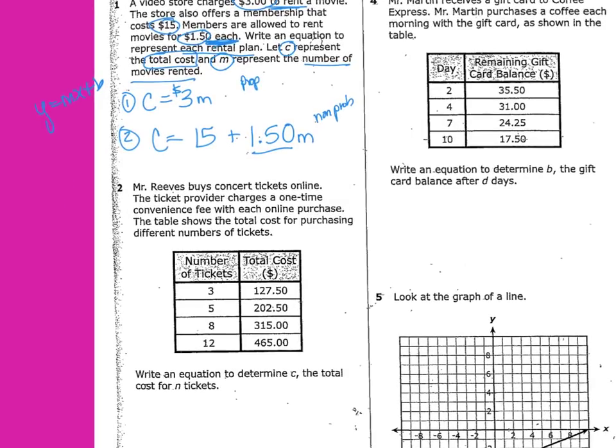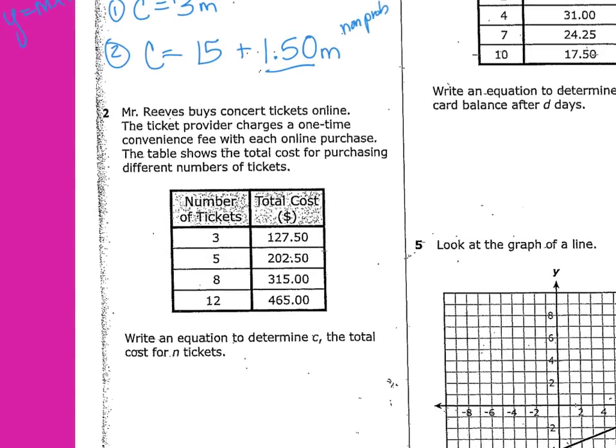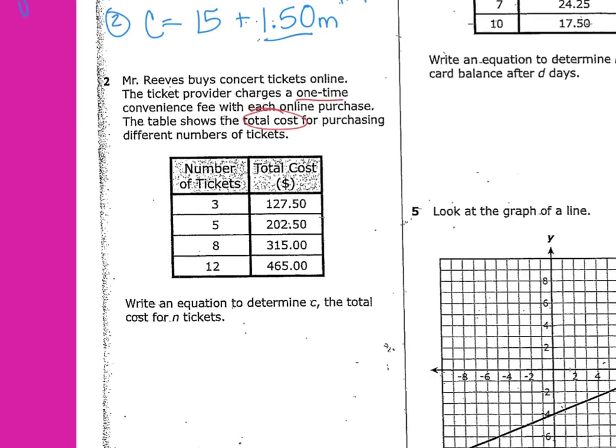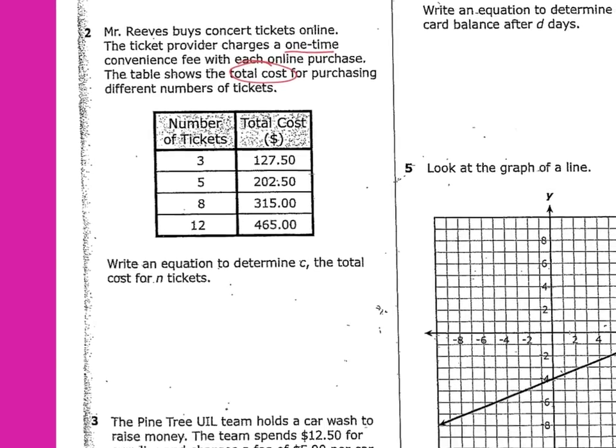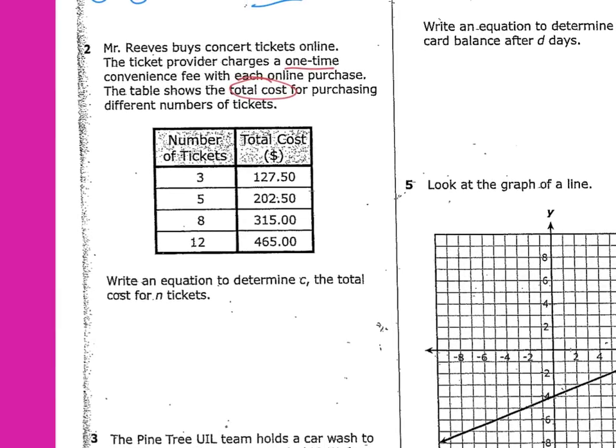Okay, number 2, Mr. Reeves buys concert tickets online. The ticket provider charges a one-time convenience fee with each online purchase. The table shows the total cost for purchasing different numbers of tickets. Write an equation to determine C, the total cost for N. Okay, so there's a one-time fee, so that means there's going to be a plus B. There's going to be a y-intercept. I just have to figure out what that is.